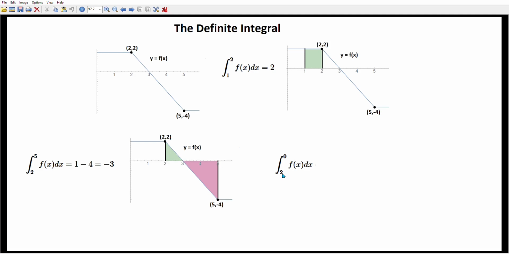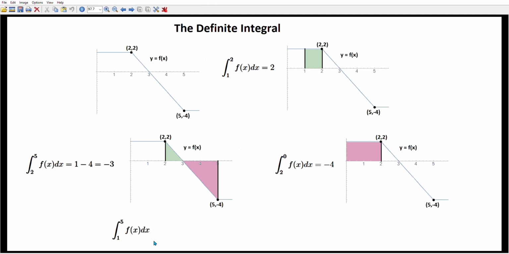Now let's look at the definite integral from 2 to 0 of f of x dx. And when we look here, 2 to 0 is here, our height is this. Notice, however, that it's colored pink and not green, and the reason is we're going from 2 to 0, which means our delta x's are negative. Negative times positive is negative. This counts as negative area. 2 times 2, negative 4.